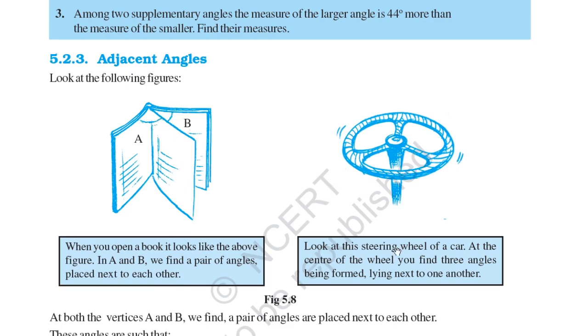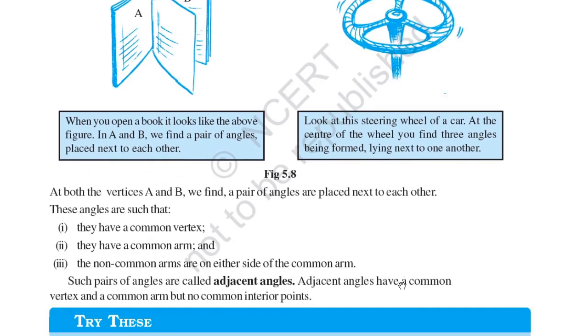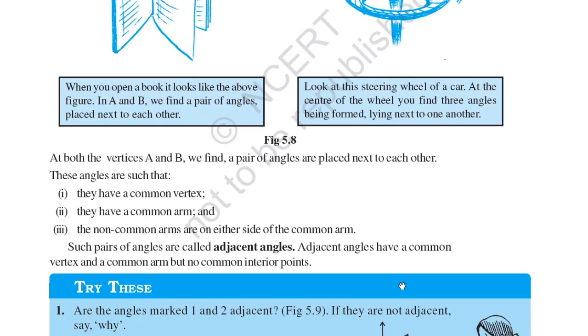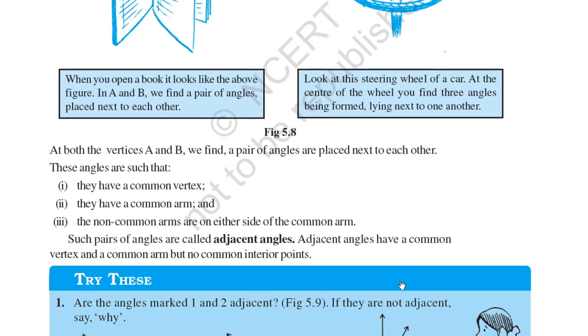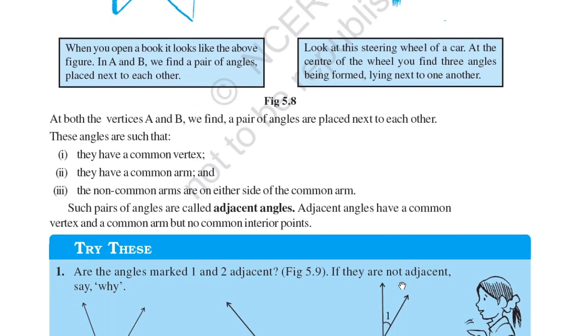Look at the steering wheel of a car. At the center of the wheel, you find three angles formed, lying next to one another. It's very easy. At both the vertices A and B, we find a pair of angles placed next to each other. These angles are such that they have a common vertex.